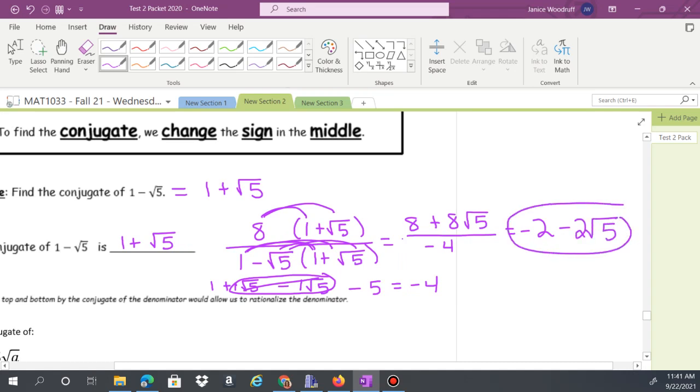Okay, again, you're not going to have to do ones this complicated. You're just going to be answering the questions, what is the conjugate? But when you get to college algebra, chapter 1, you're doing this.